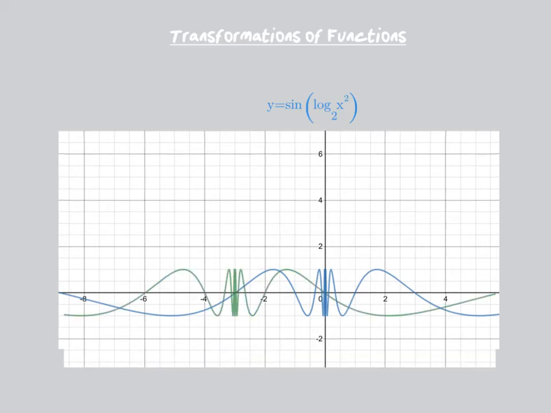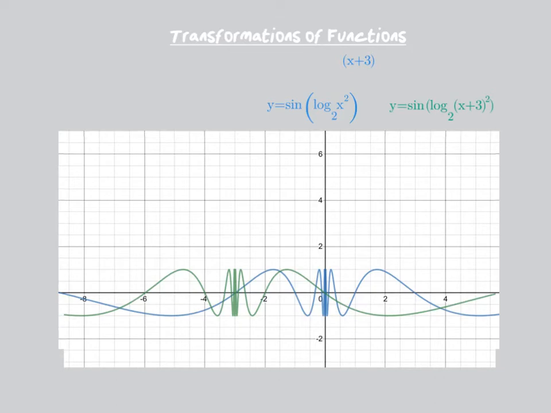Since we're moving 3 to the left, we simply want to replace the x value in the equation with x plus 3. That way, to get the same value of y, we're going to have to put in a value that's 3 less, so that when you add 3, it ends up being the exact same value as before. All right, so our new equation is y equals sine of the log of (x plus 3) squared to the base 2.